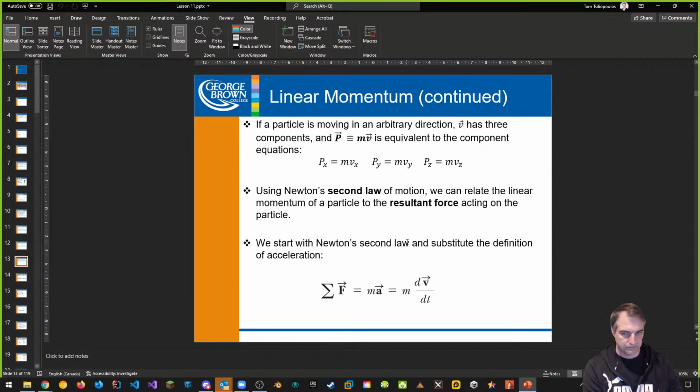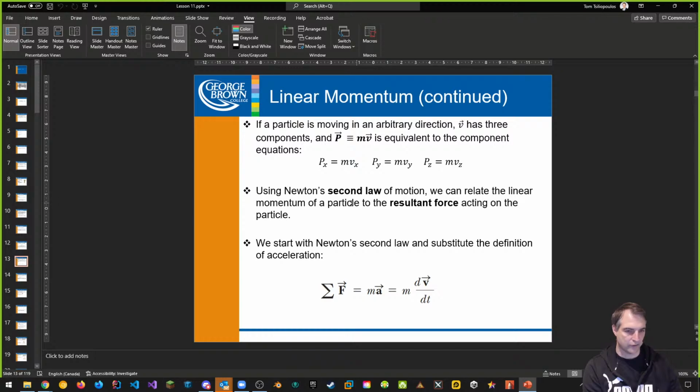If a particle is moving in some arbitrary direction, where velocity has three components and momentum is equal to mass times velocity, then we can decouple each of the components of the momentum into different axes, x, y, and z. We multiply the mass times the velocity along the x-axis, the y-axis, and the z-axis, to decouple these things. And this is important.